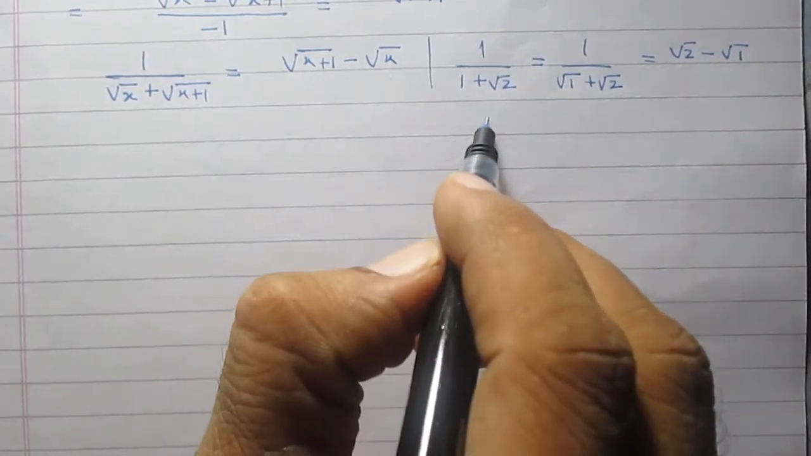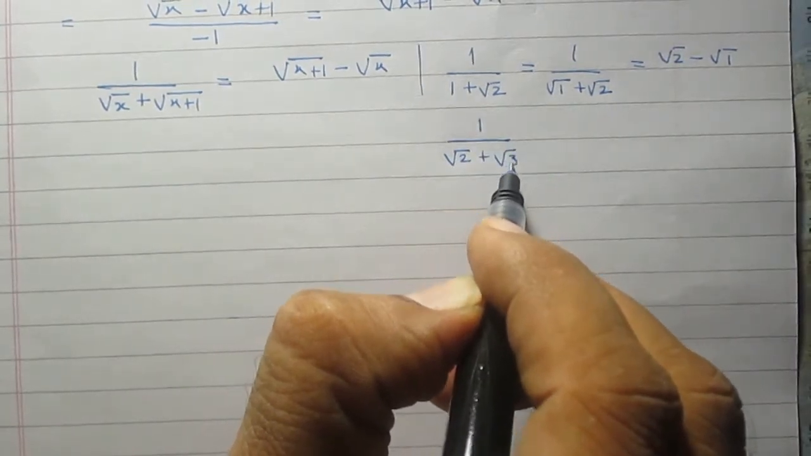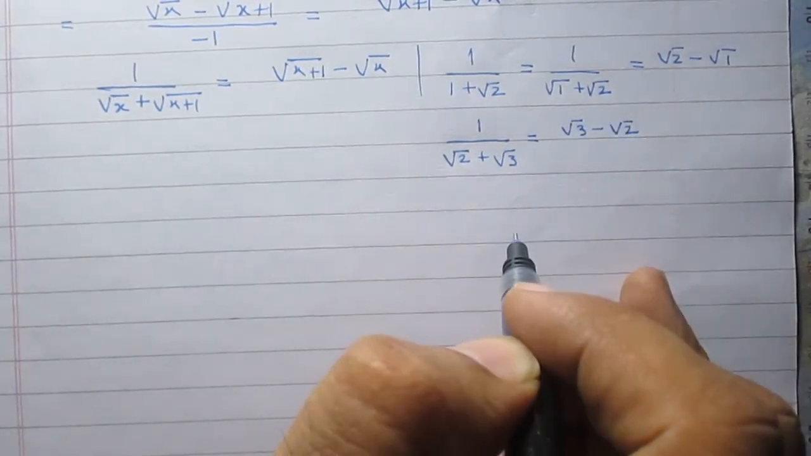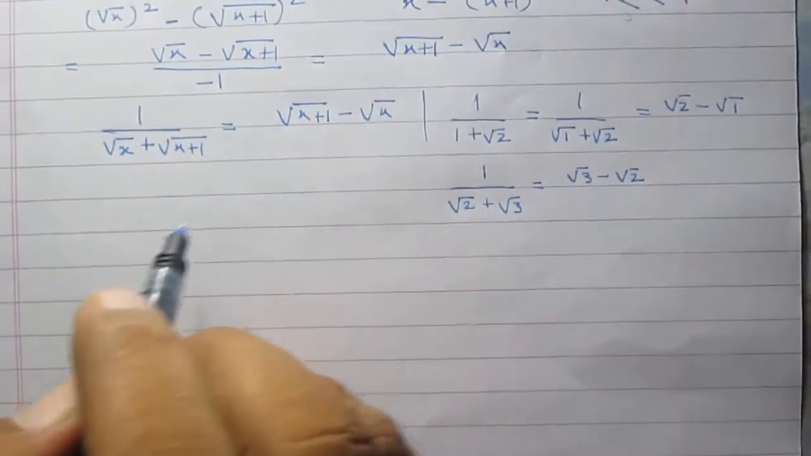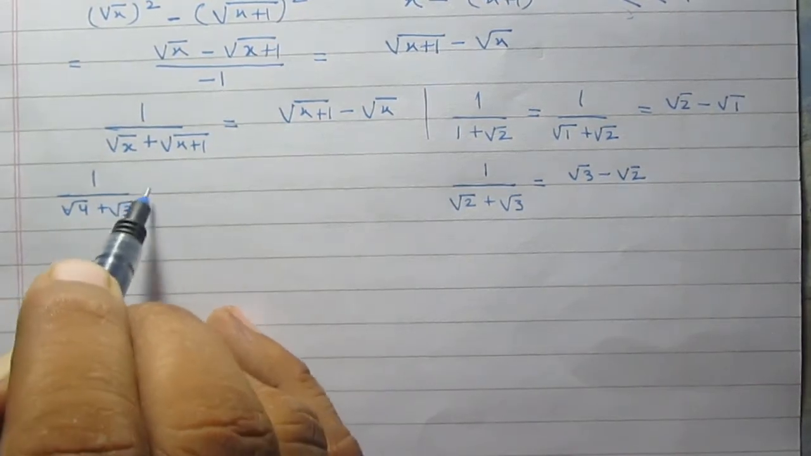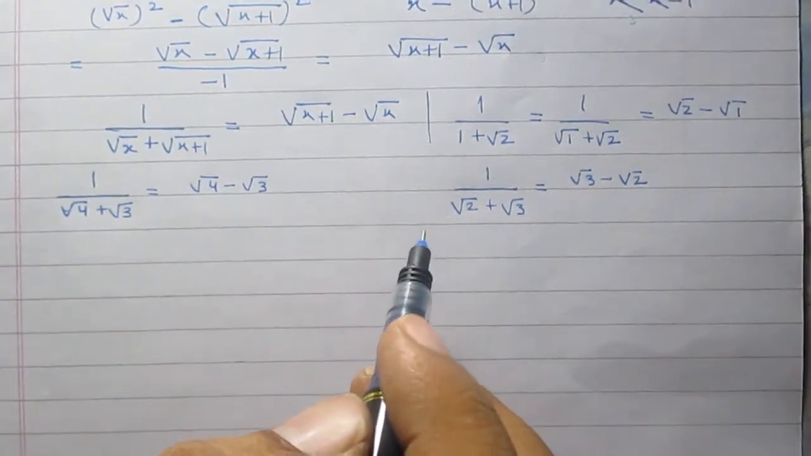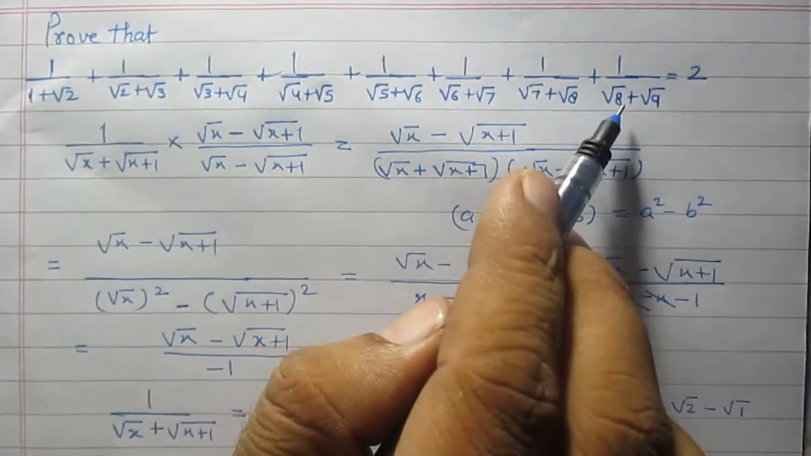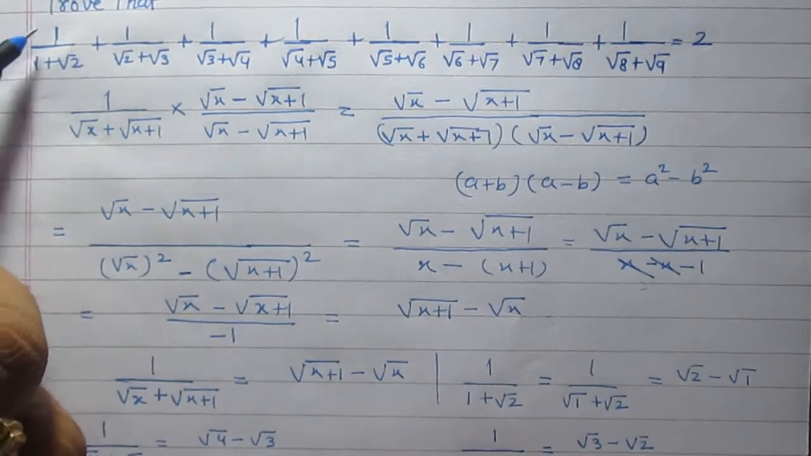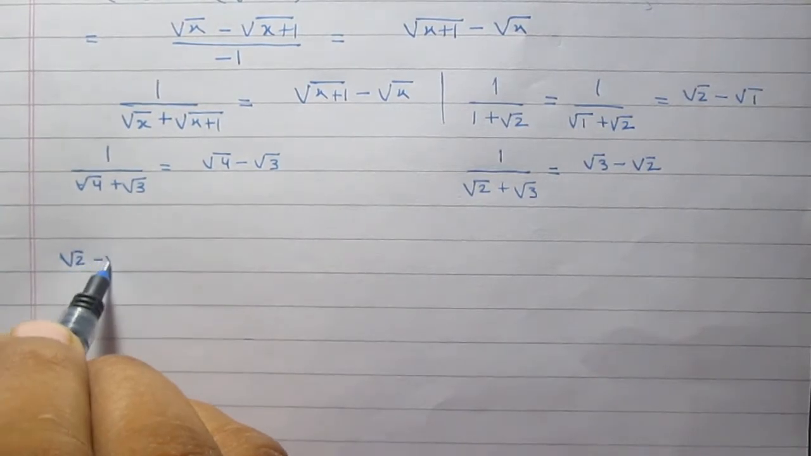Similarly, we can say that the value of 1 upon square root of 2 plus square root of 3 is equal to square root of 3 minus square root of 2. Okay? And here we can see that the value of 1 upon square root of 4 plus square root of 3 is nothing but square root of 4 minus square root of 3. So, we can explain the left hand side once again according to this relation. See how the first term, 1 upon 1 plus the square root of 2, is nothing but square root of 2 minus square root of 1.